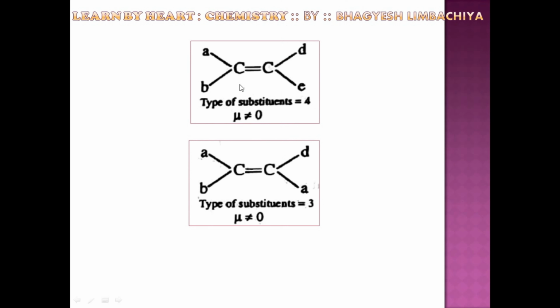See, here carbon-carbon double bond, A, B, C and D. There are 4 types of substituents, then mu is not 0. But if we take A, B and D, then also mu has greater than 0 value.